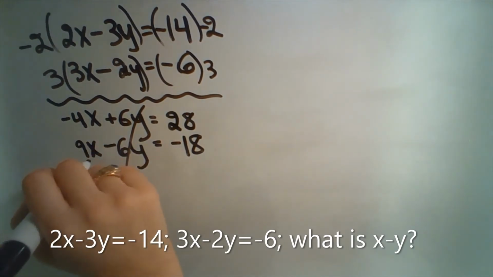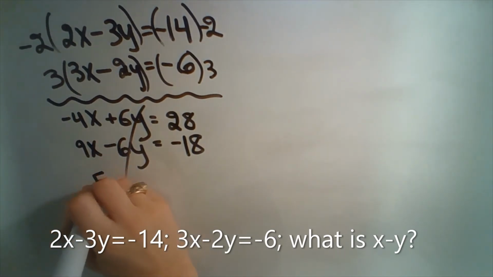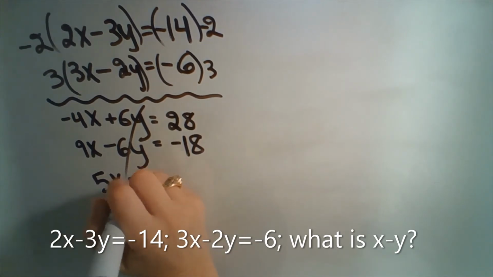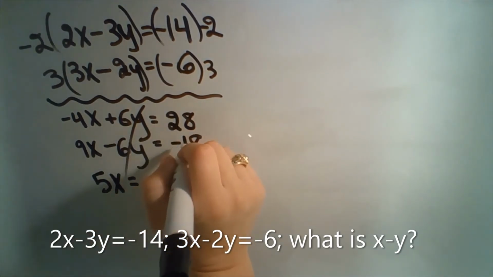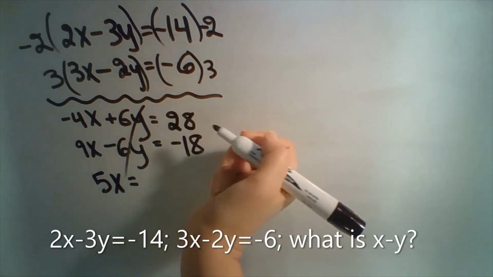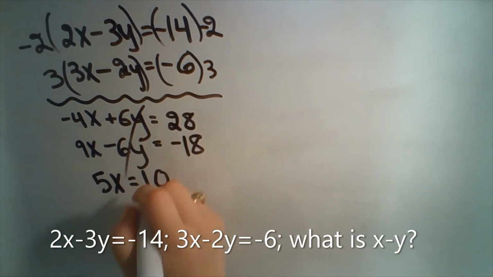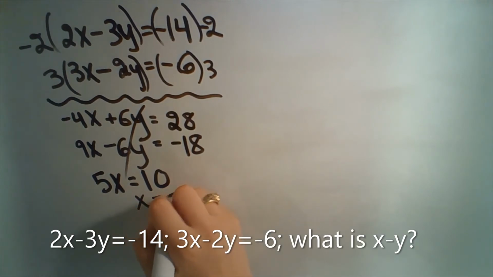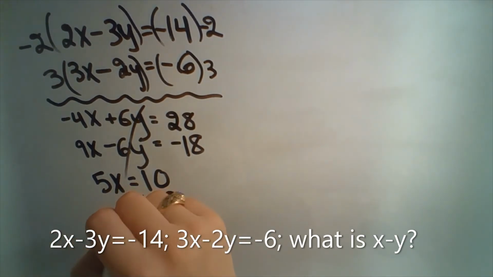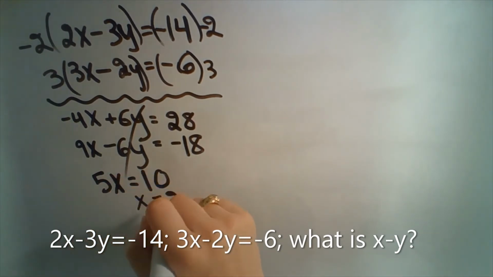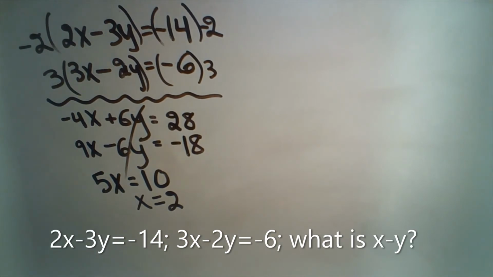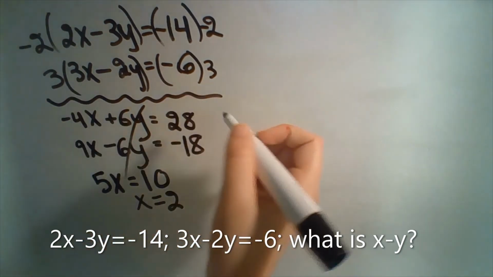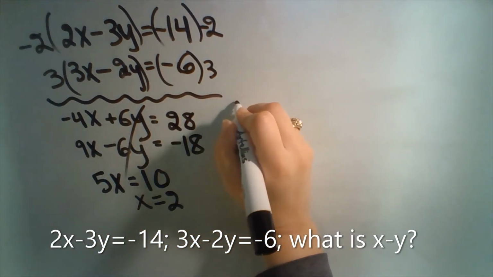Negative 4 plus 9 is 5x, and negative 28 plus positive 28 plus negative 18 is just 28 minus 18, which is 10. We've got x is equal to 2. But we're not done yet. We still have to solve for y. So now we just have to plug x is equal to 2 back into one of our original equations. I'm going to pick the second equation because it just seems a little easier to me.